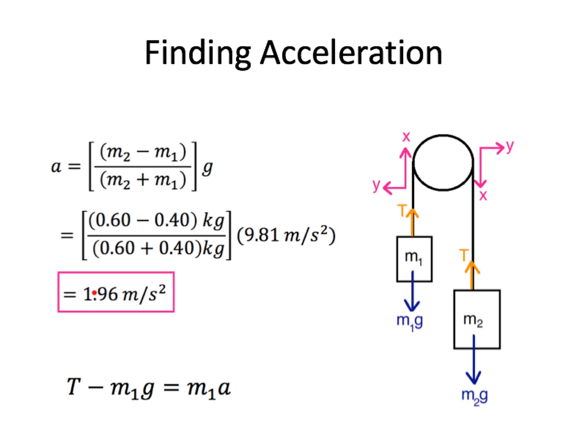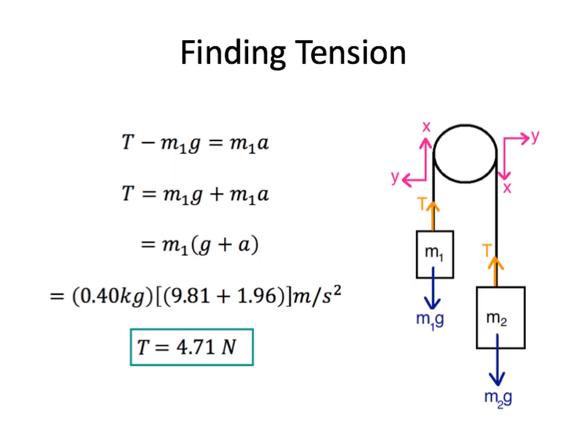Well, I take that acceleration and I plug it into either of the two equations. I can pick this one. I know what M1 is. I know what little g is. I now know what A is. It's that 1.96. If I plug that in, that lets me solve for the tension. And so that's what I'm doing here.